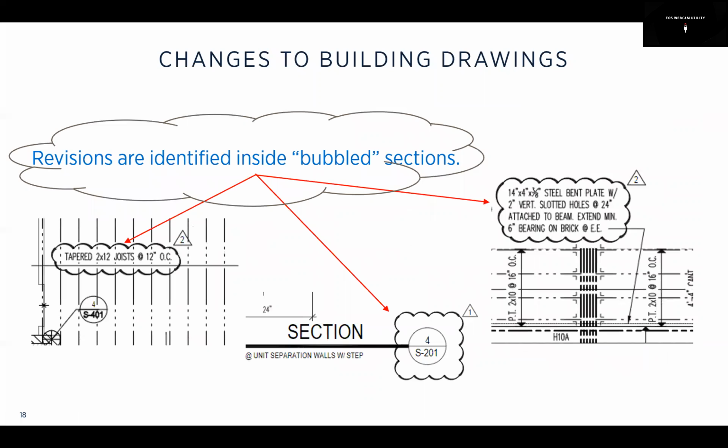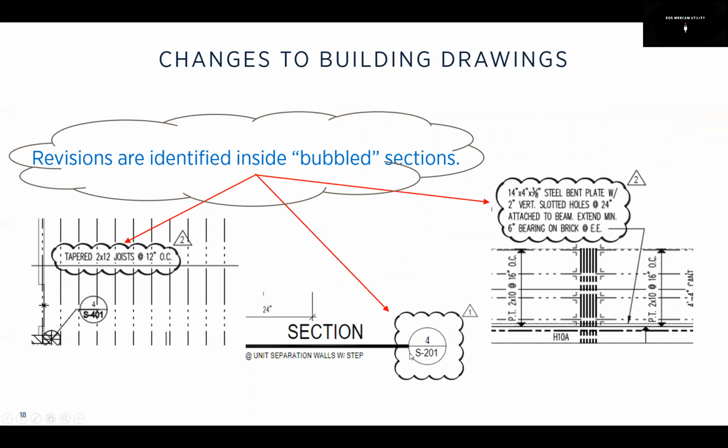All right, changes to drawings. Revisions are identified inside bubble sections universally. If you're flipping through plans and you start seeing a bunch of bubbles, you know that there have been revisions to that plan. In this case, you can see tapered 2x12 joists at 12 inches on center. That was a change. It's change number 2, as a matter of fact. Here's another detail. And then this whole page was either added or revised.